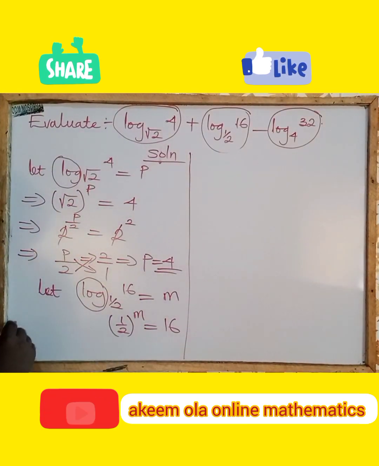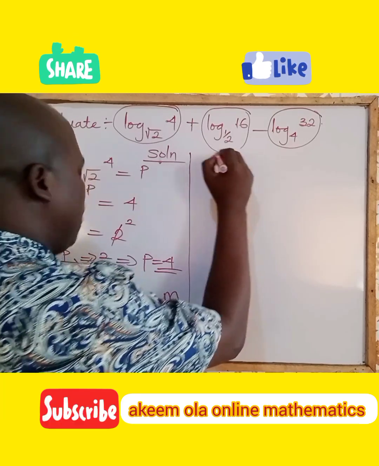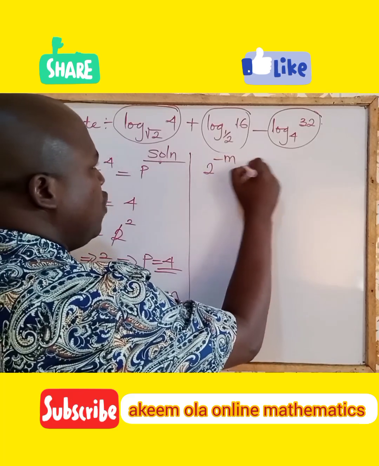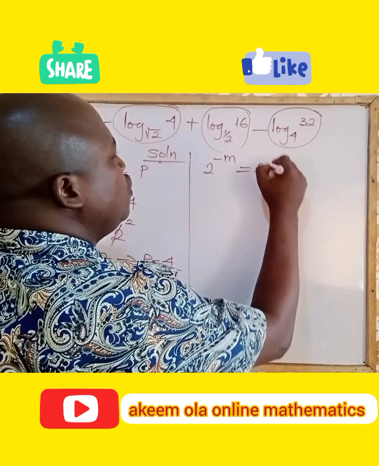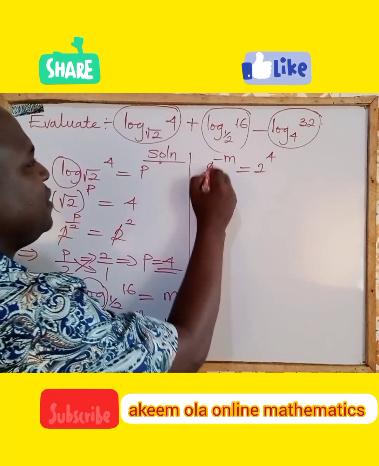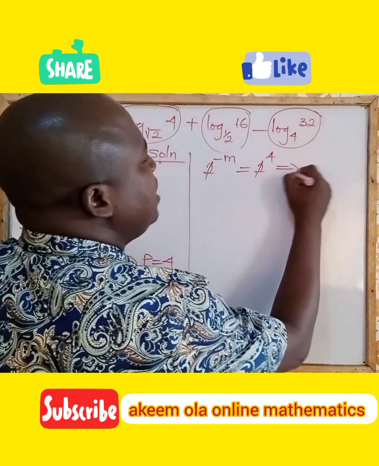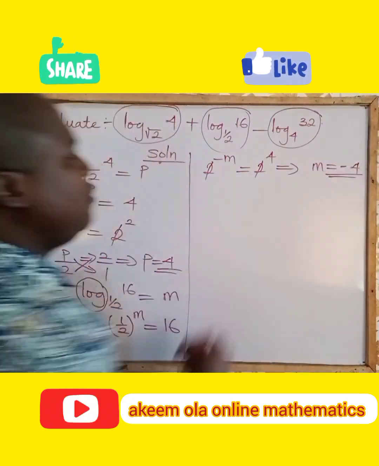The law of indices I'm going to apply is a raised to power minus 1 is 1 over a. That means I'm going to have 2 raised to power minus m will now be equal to 16, which is 2 raised to power 4. So from here, the bases are the same. They will cancel out. This now implies that my m is equal to minus 4. I am done with this.